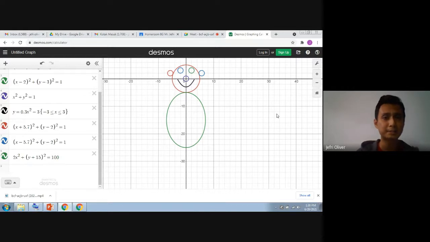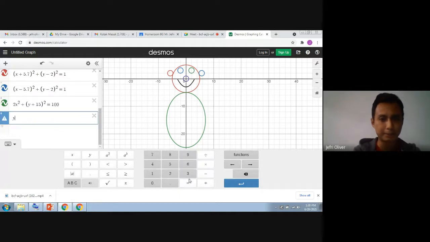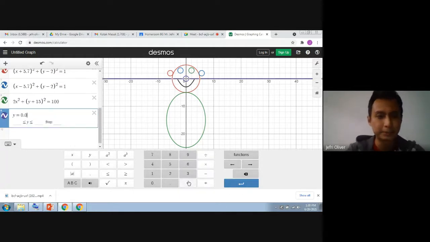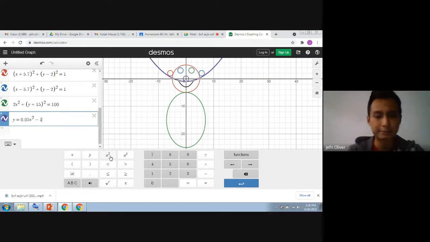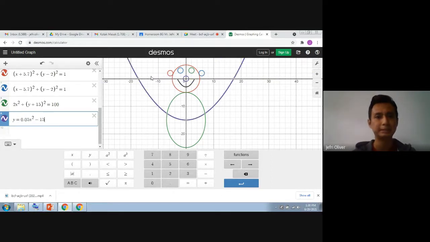The hands, I would like to make with the parabola equation or the parabola shape. So the equation of the parabola will become y is equal to 0.05 x squared minus 15. Okay, so it will be something like this. But of course, we are going to remove some parts of the graph. So I would like to remove this part of the graph.